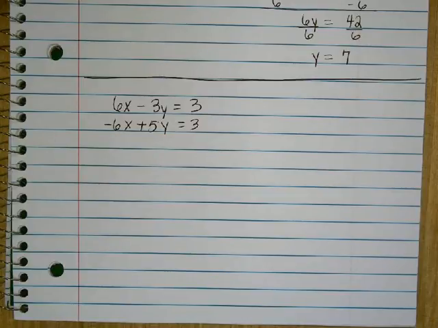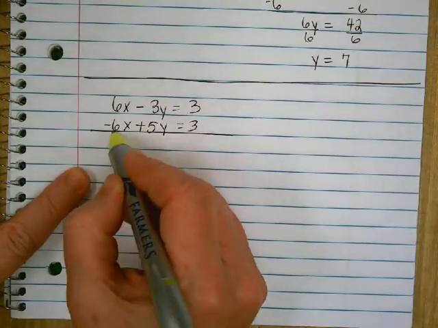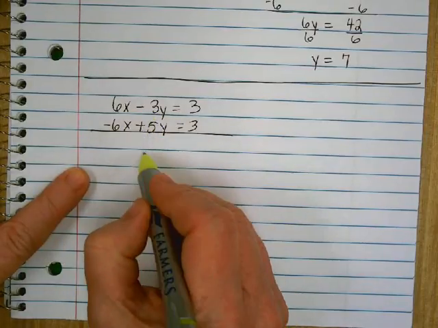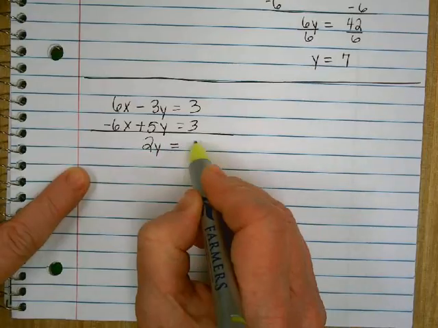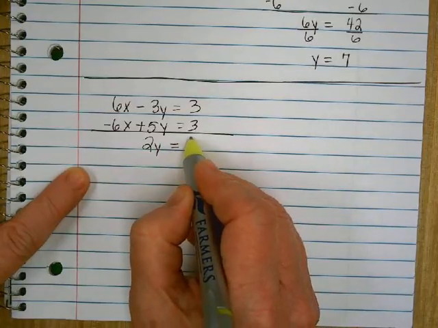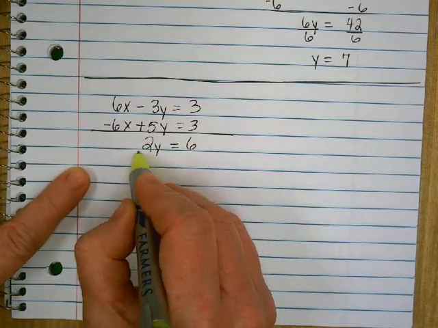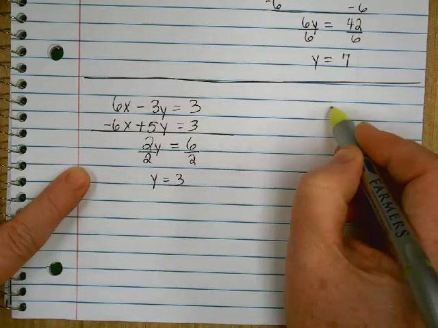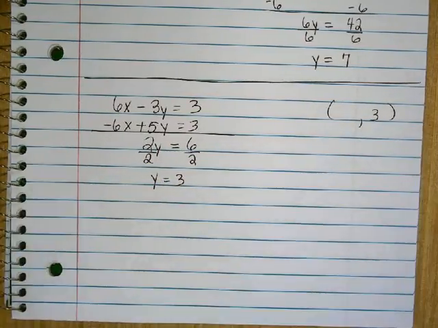If you were to combine these two equations, will one of the variables eliminate? Yes. Which one? The x. Okay, so let's add them together. And we get 0x. And what do we get here? 2y is equal to 6. Divide by 2. y equals 3. So I have discovered that the y value is 3.